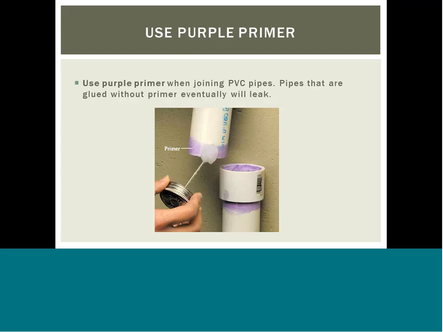Use purple primer, as shown on the screen, when joining PVC pipes. Pipes that are glued without primer eventually will leak.